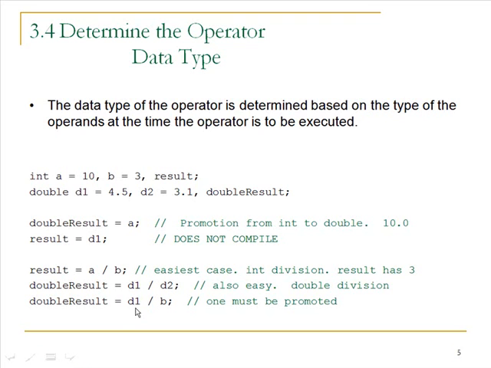And now we have one that has a mixed type expression. We have a double divided by an int. One of them has to be promoted to the other. And since you have memorized the order, you know that int is smaller than double. So int would be promoted to double. 3 would become 3.0 for the purpose of doing this division. So we have 4.5 divided by 3.0, and the result of that division is a double, which will fit in a double. So this one will compile.